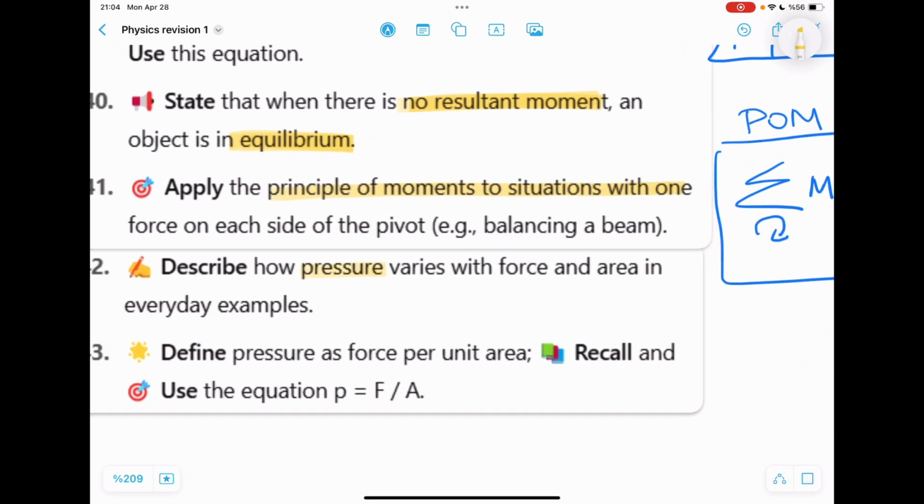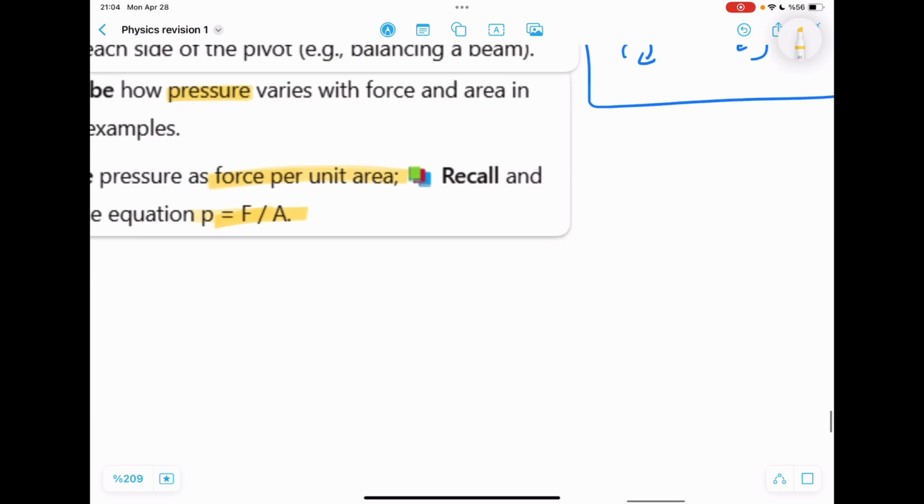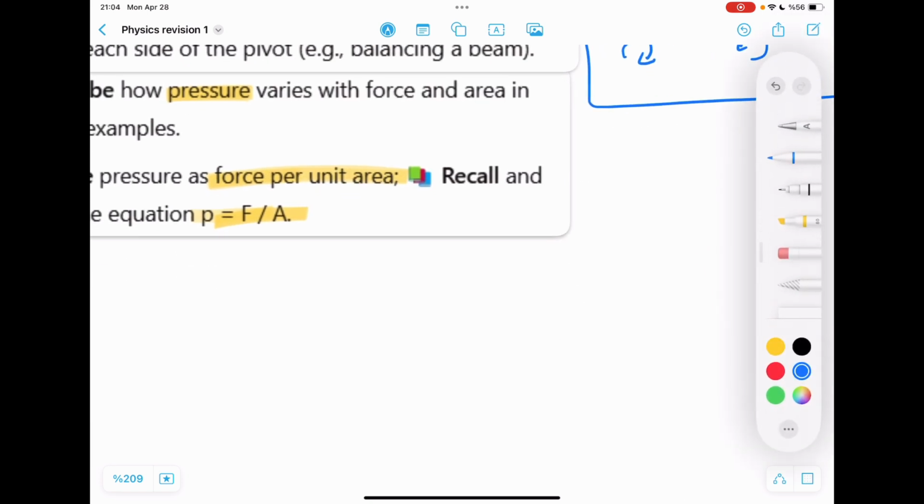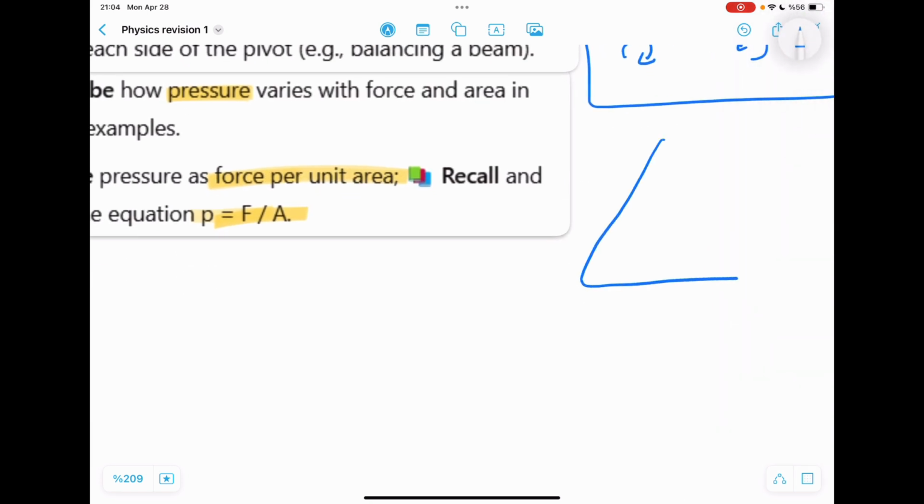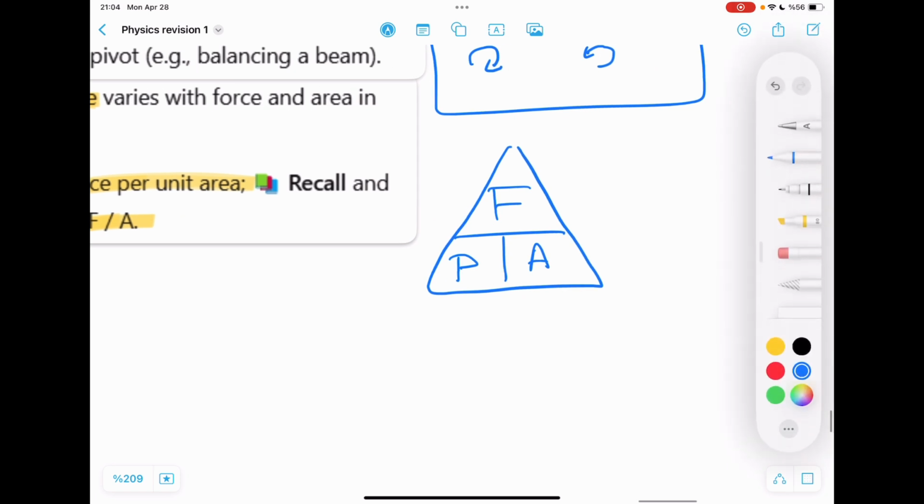Describe how pressure varies with force and area in everyday examples. Define pressure as force per unit area and use this equation, which is force over area. And again, I will use a triangle: pressure, force, area. The unit of pressure will be the Pascal. Okay.